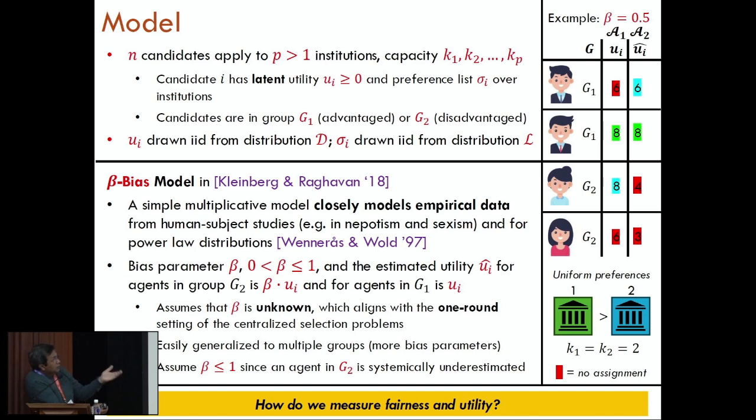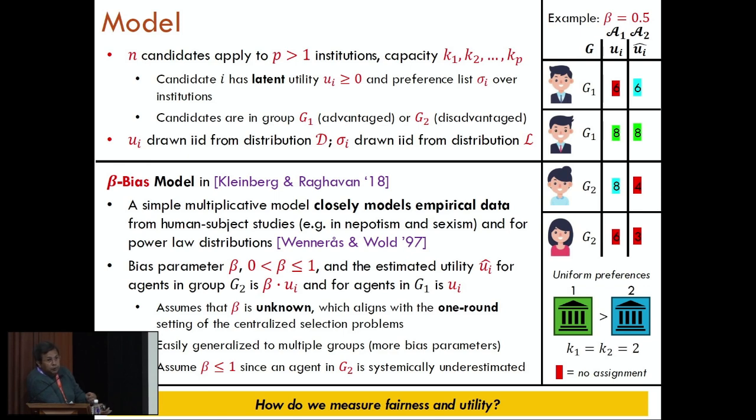The assumptions for this talk are that all utilities are drawn from the same distribution irrespective of the group. They are not the same, but the distribution is the same, and all preferences are also drawn from the same distribution. We are going to appeal to a model of bias which was studied by Kleinberg and Raghavan in 2018. It's a very simple model, but very helpful in trying to understand and perform theoretical analysis of some of these algorithms. It says that there is some unknown parameter beta, think of it as a number between 0 and 1.